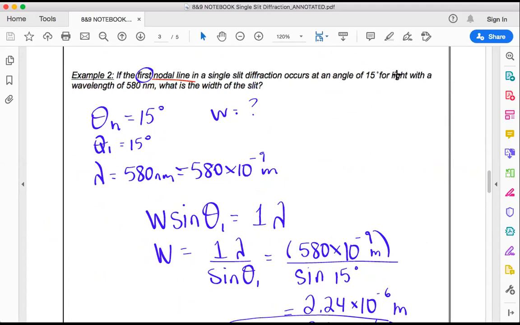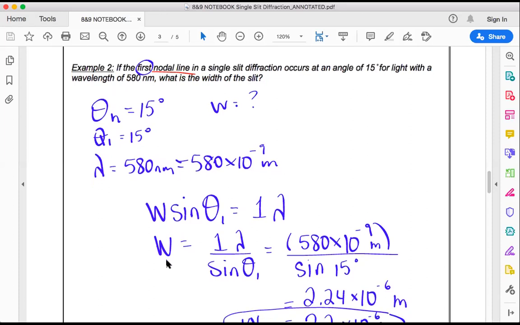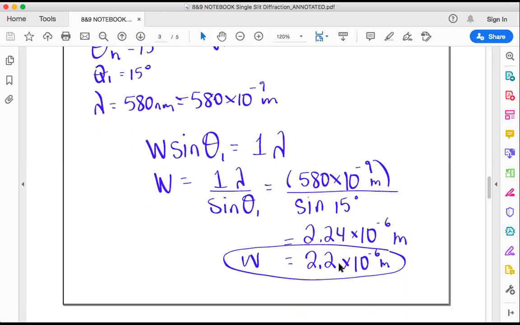Angle is 15 degrees, so theta 1 is 15 degrees. We have lambda 580 times 10 to the minus 9 meters. What is W? So we just write our formula, rearrange for the thing we're solving for, and we get 2.2 times 10 to the minus 6 meters. You could also write this as 2.2 micrometers, or 2.2 microns.